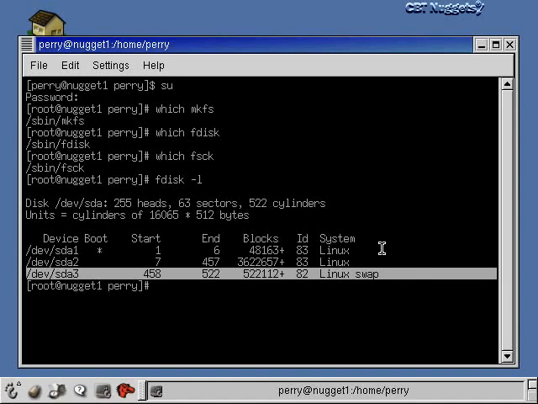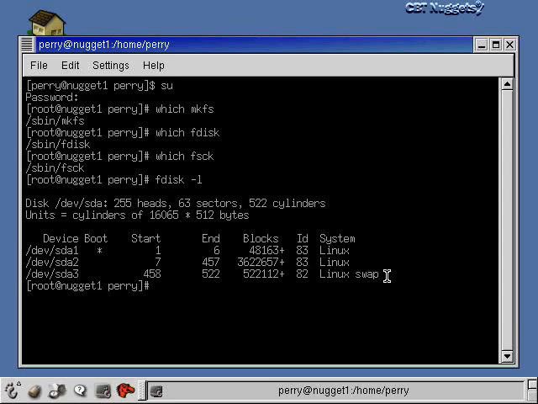Now we could get away, in theory, with just one partition, not with three partitions. But here's why we have three partitions. We don't need a swap partition. We could have what's called a swap file instead of a swap partition. But swap files behave much more slowly than a swap partition would. So that's why we have the swap partition, for performance reasons.